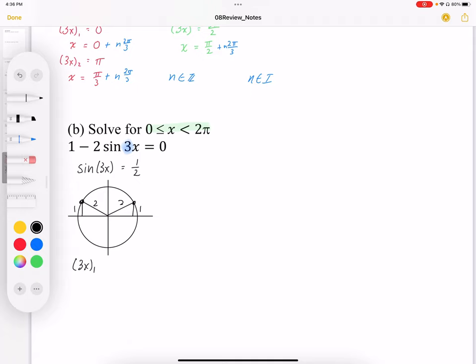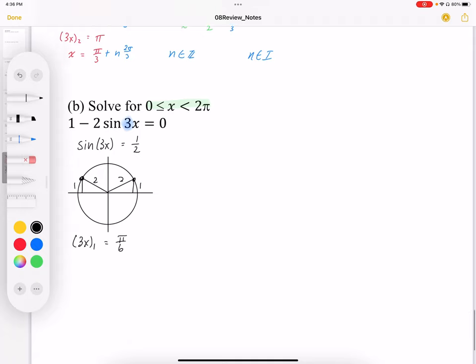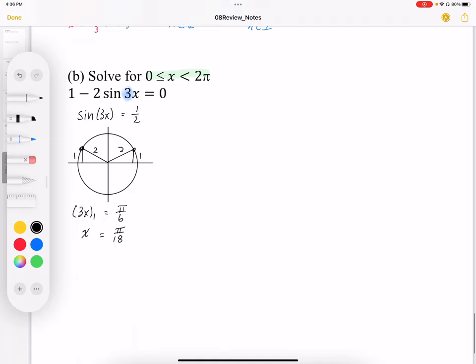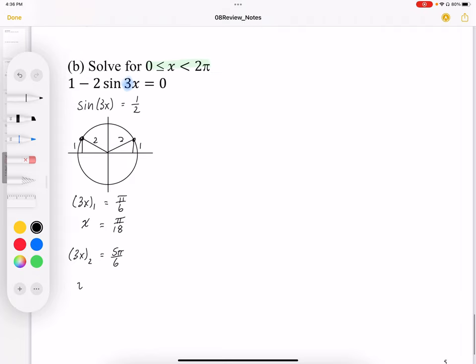So 3x is equal to pi over 6. Solving for x, I get pi over 18. There's another angle that I have to solve for in quadrant 2. It's going to be 5 pi over 6. And then now we can worry about the times 3, and we can just divide by 3 to get the angle 5 pi over 18.